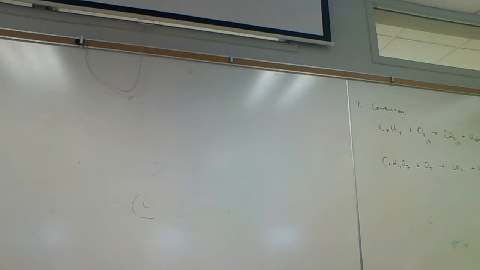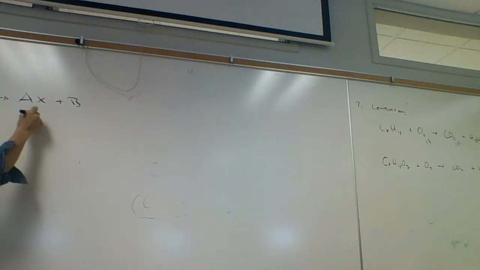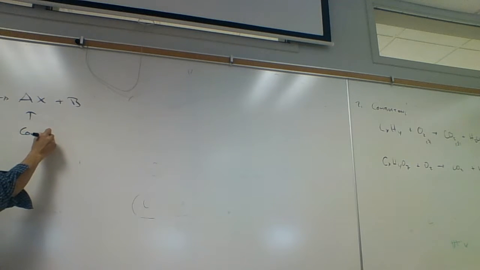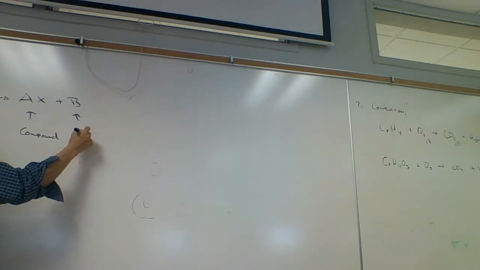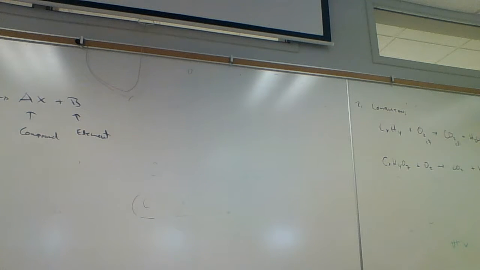The next type of reaction that's covered in the book is called single replacement. Single replacement has the form A plus BX yields AX plus B. A is an element. BX is a compound. AX is a compound, and B is an element. Okay, this is a redox reaction.